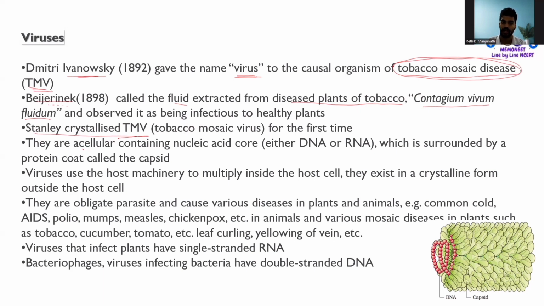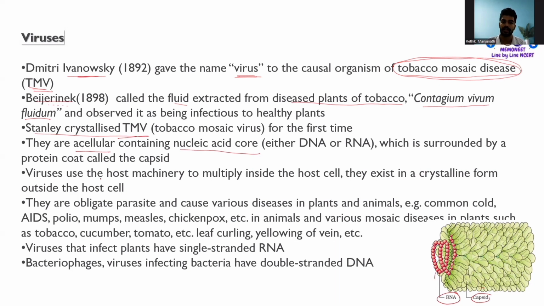So the structure: they are normally acellular in nature, containing a nucleic acid core. Nucleic acid core means it contains both RNA as well as DNA here. Just a minute. See, it normally has the RNA. So this is actually the capsid. So it normally has both RNA as well as DNA, which is surrounded by a protein coat, which is called the capsid.